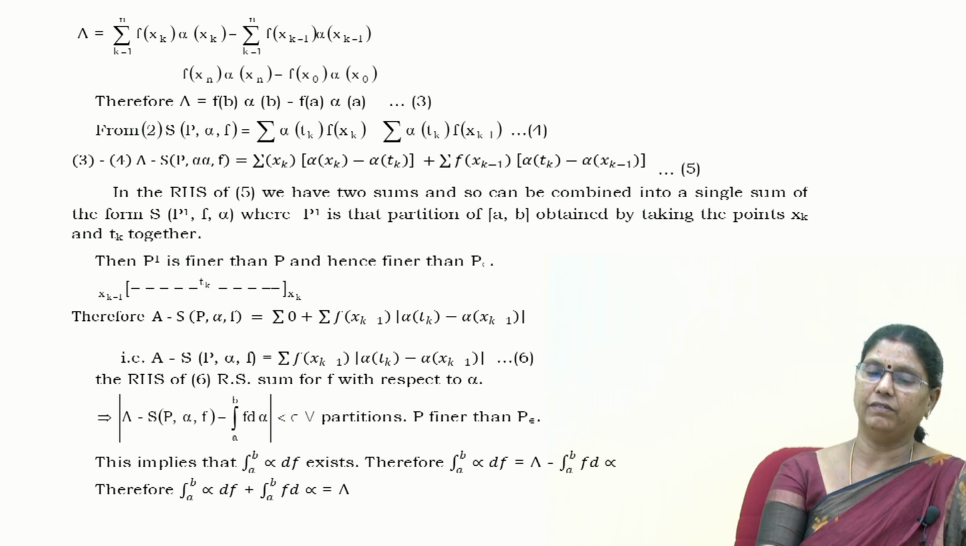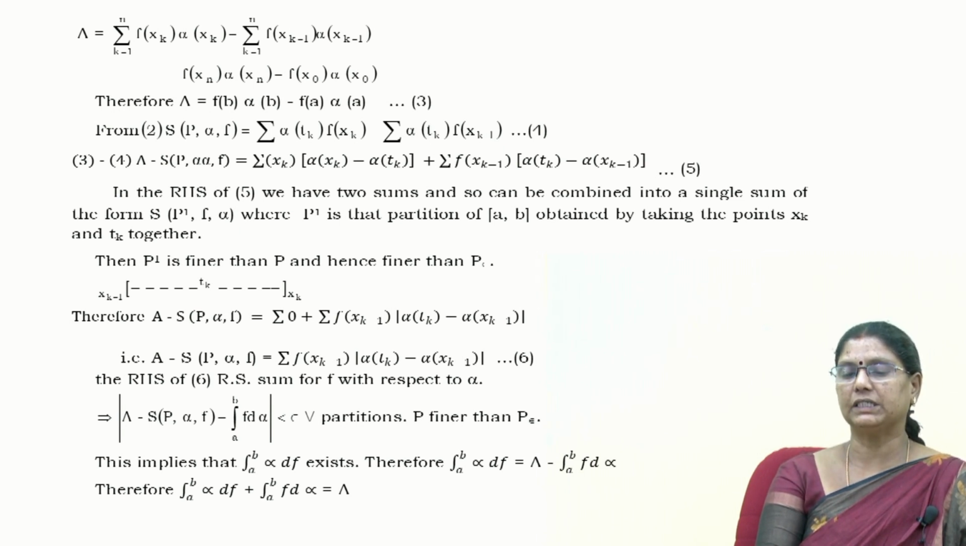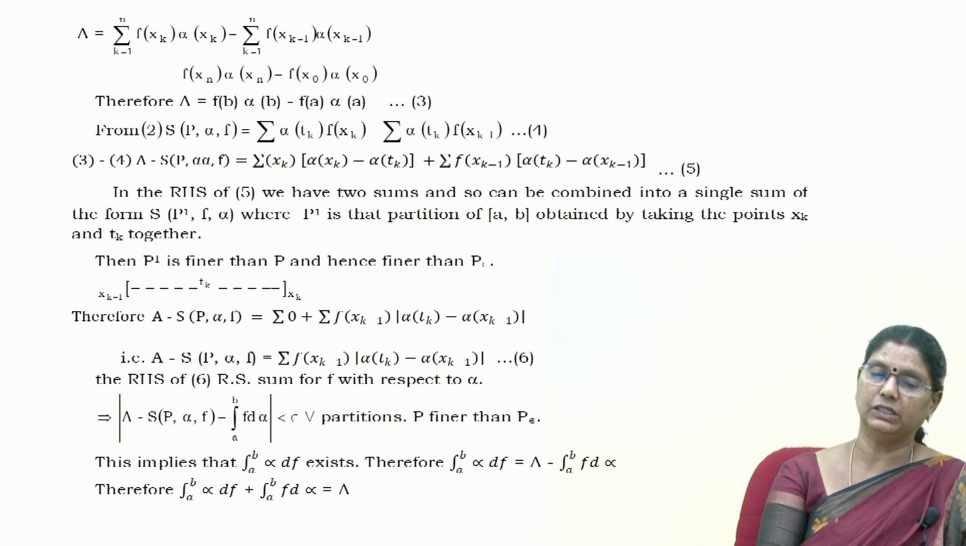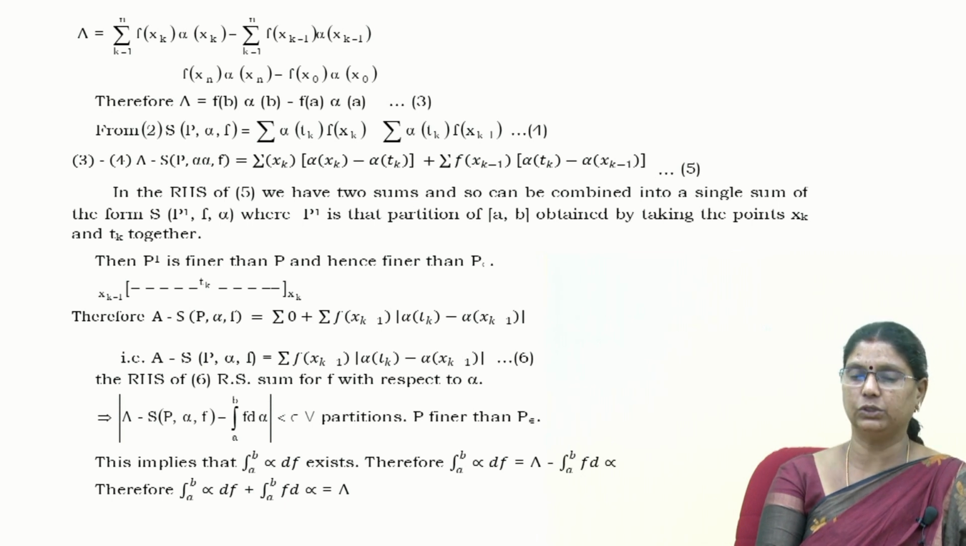Now from equation 3 we subtract equation 4, and we get the equation in the form A minus S_P(f, alpha) equal to the summation of f(x_k)[alpha(x_k) minus alpha(t_k)] plus the summation of f(x_{k-1})[alpha(t_k) minus alpha(x_{k-1})]. In the right hand side of equation 5, we have two sums, and so they can be combined into a single sum of the form S_P1(f, alpha), where P1 is a partition of [a, b] obtained by taking the points x_k and t_k together.